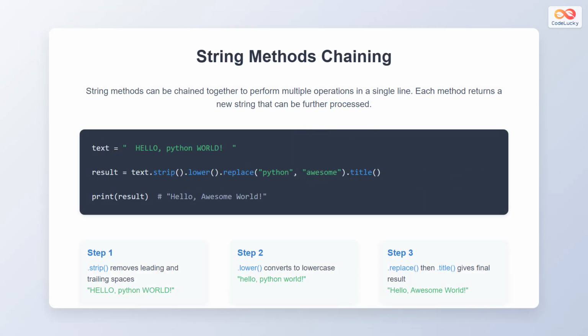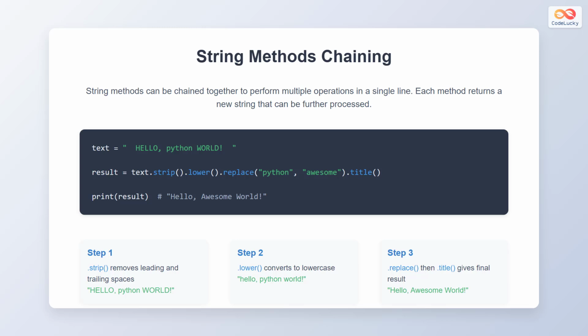String methods can be chained together to perform multiple operations in a single line. Each method returns a new string that can be further processed. For example, let's say you have the text "  Hello Python World  ". You can chain several methods together to transform this text. The expression is text.strip().lower().replace("python", "awesome").title(). The result of this chain of methods will be "Hello Awesome World".